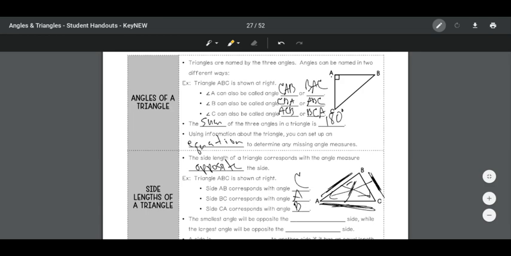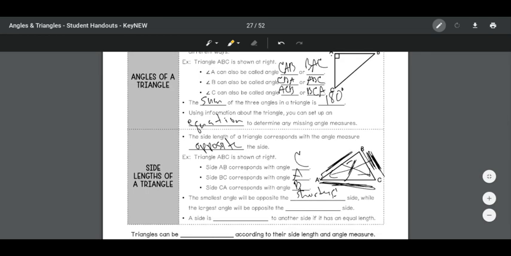So the smallest angle will be opposite of the shortest side always. So if you notice, angle A is the smallest angle and it's opposite of the shortest side, while the largest angle will always be opposite of the longest side. So B is the largest angle and it's opposite of AC.